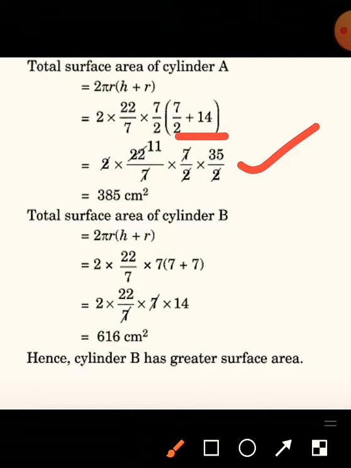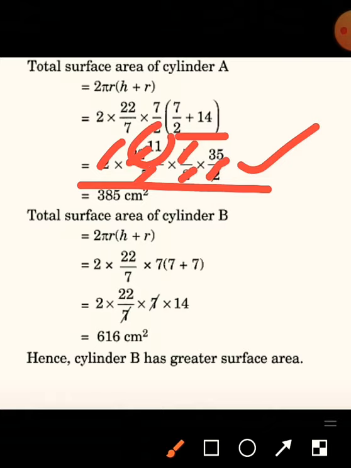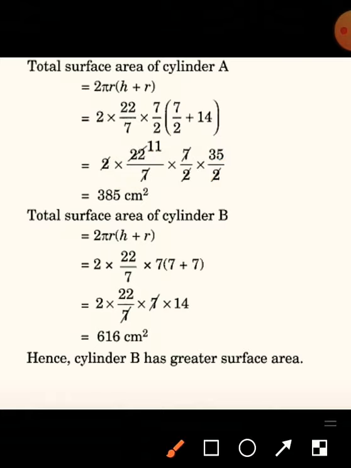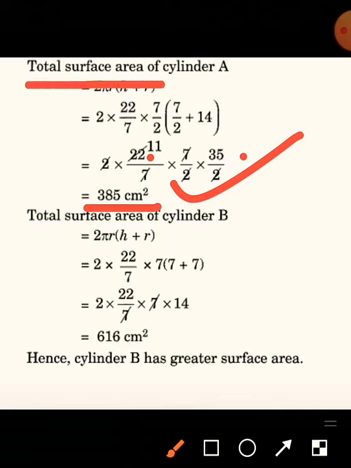Okay, now these are all in multiplication, so now we can do the cancellation part. So this 2 and this 2 cancel, this 7 and this 7 cancel. Now 2 elevens are 22, here 11 is left. So at last what is left with us? 11 and 35. So 11 into 35 is 385 centimeter square. So this is the surface area of cylinder A.